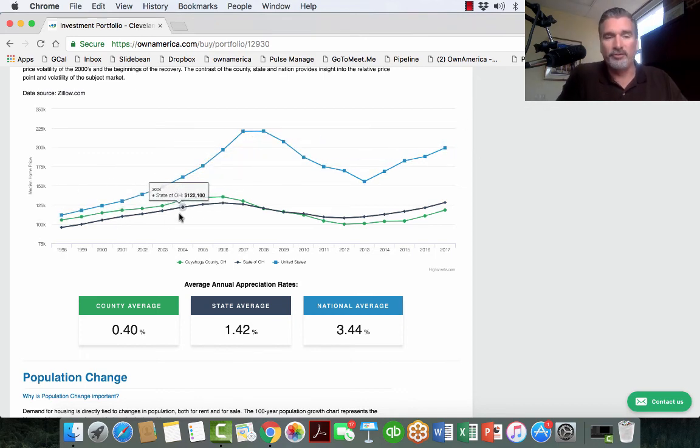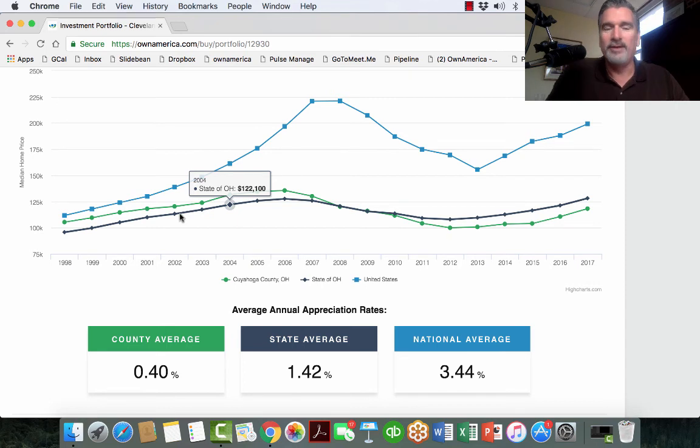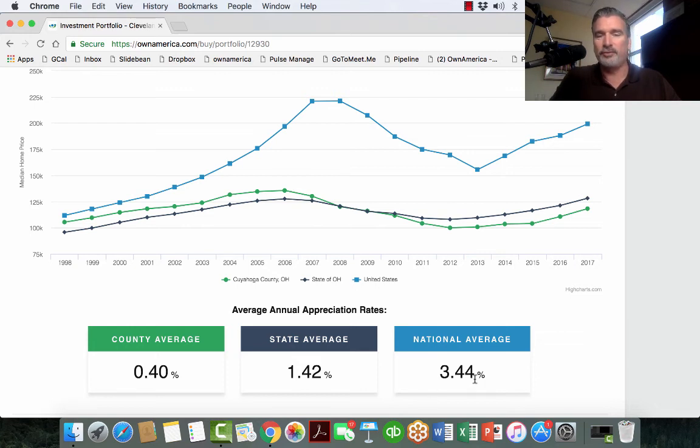Okay, but different story in Cuyahoga County. This county appreciated a dismal 0.4% a year on average for the last 20 years. National average is 3.44. State average of Ohio was 1.42, and this is below. So this county right here shows a very, very slight appreciation during the calm times, not much of a real estate boom, a pretty nasty real estate correction that, as you can see, had very little to do with the real estate boom. It had to do with the erosion of the manufacturing industry that had been going on in that part of Ohio for a very long time.